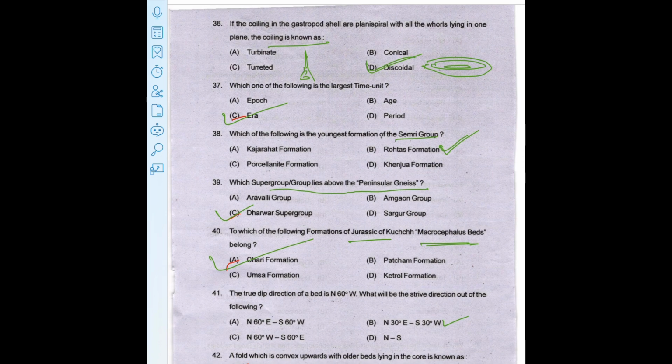Now next question. The true direction of a bird is north 60 degree west. We know dip and strike, they are mutually perpendicular. If it is strike, dip will be perpendicular to it. Now, dip direction has been shown. This is north, 60 west. So, to it, 90 degree will be the strike direction. So, north 60 west, this is the direction.